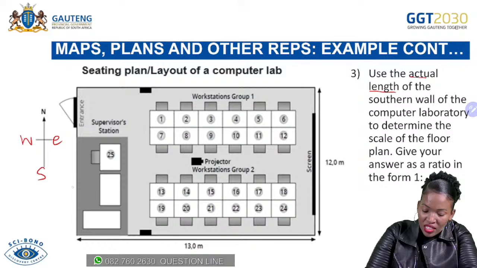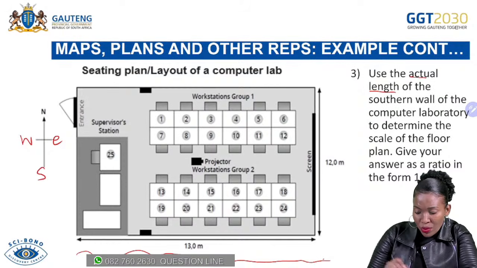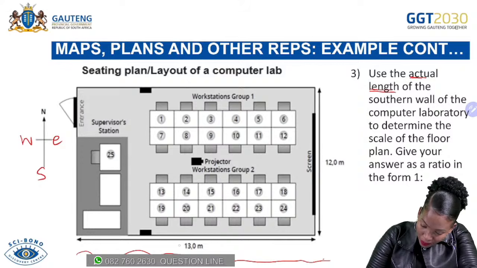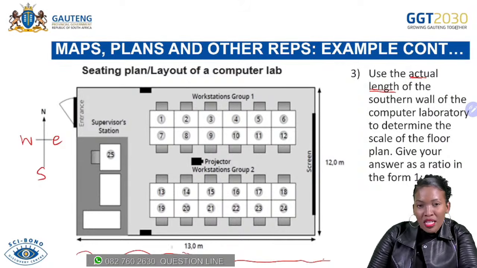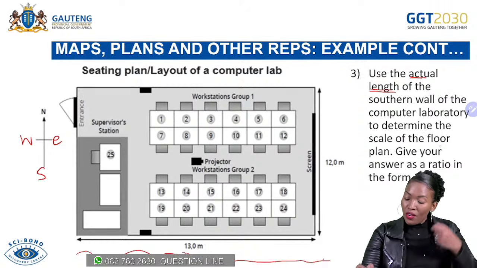So when you're looking at this classroom, which side is the southern side? This is the southern side. So what must happen to the southern side? We are going to use the actual length. The actual length then in the southern side is what? It is 13.0 meters. So use the actual length of the southern wall of the computer lab to determine the scale of the floor plan and then give your answer as a ratio.